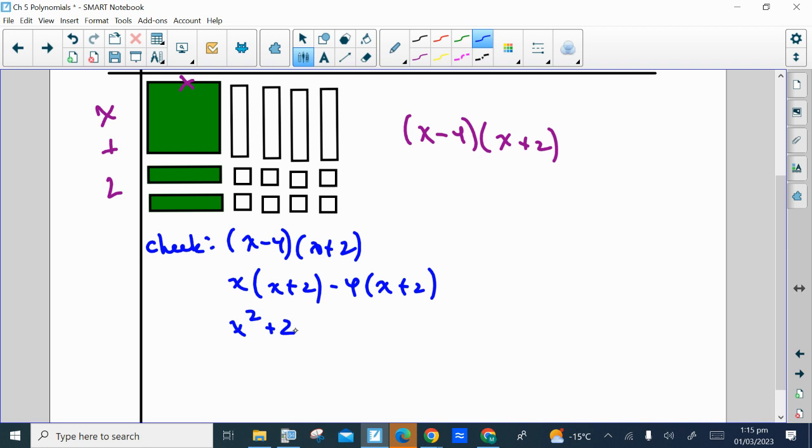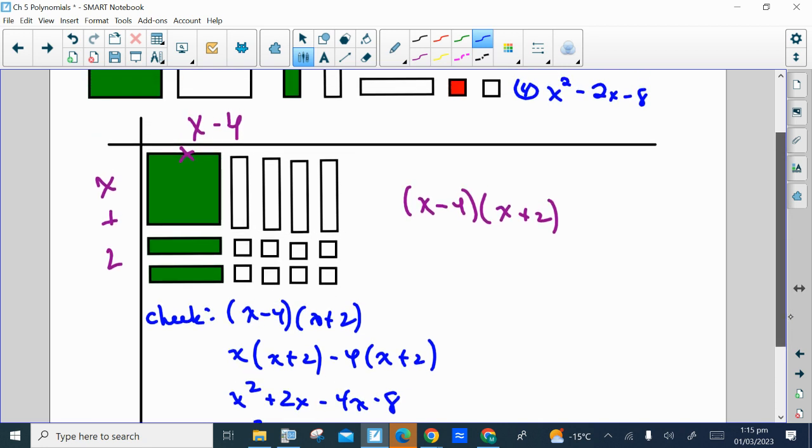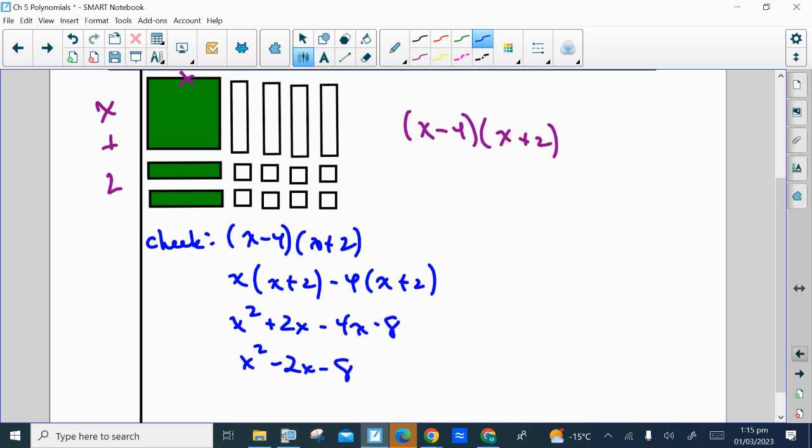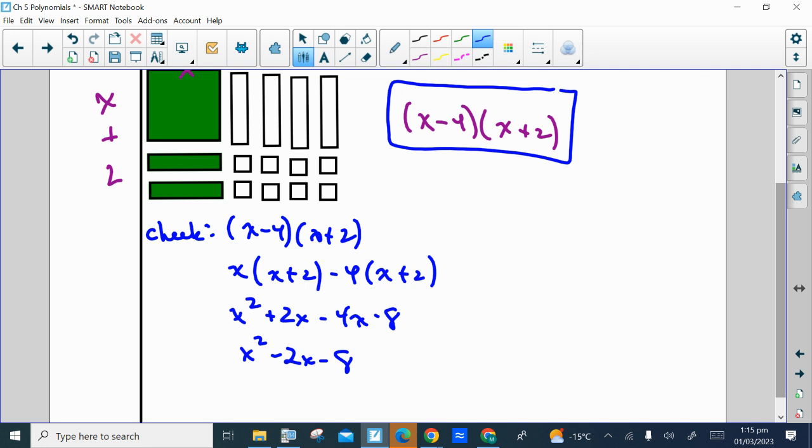So multiplying out, you'll get x squared plus 2x. You'll have negative 4x minus 8. 2x take away 4x is minus 2x. That is what we started with, x squared minus 2x minus 8. So we have just confirmed that these are the correct factors. That's what we've done. We confirmed that those are the correct factors. That is what multiplies together to get what you start with.